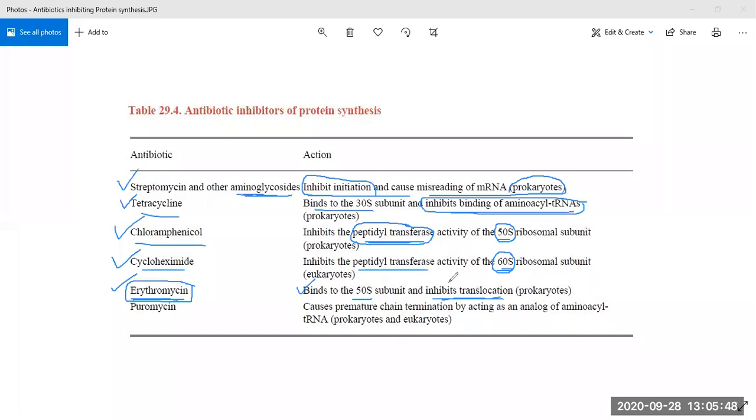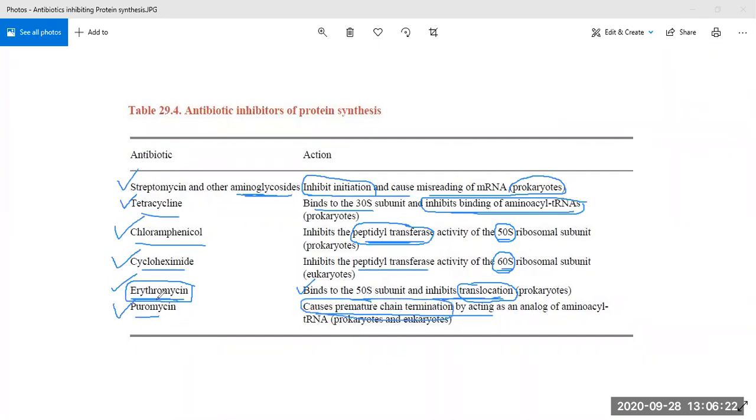So a new codon now occupies the A site, right? So that translocation process, which is sponsored by EFG, is inhibited by erythromycin. And puromycin is an amino acid tRNA analog. It looks like amino acid tRNA. So what does it do? In place of amino acid tRNA, because of the structural similarity, it occupies where amino acid tRNA should have been occupying. And as a result of that, it leads to premature chain termination.